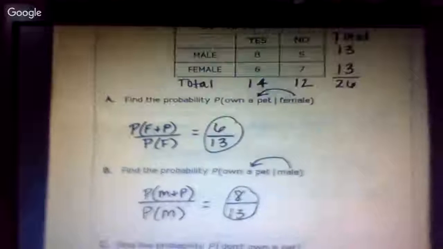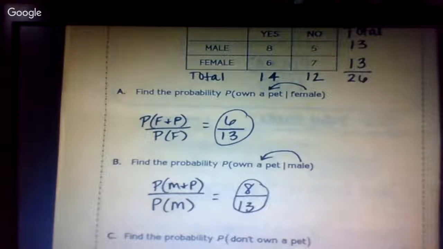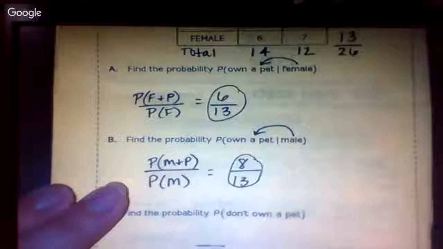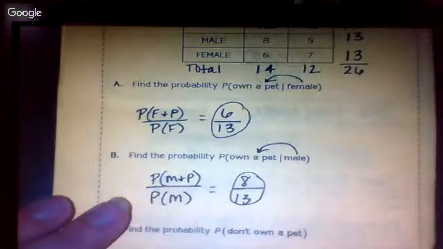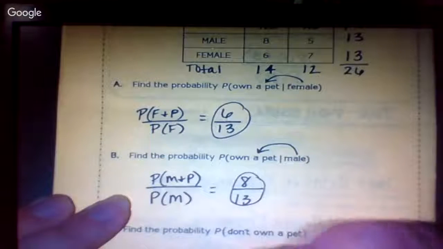The last one is not conditional probability. Why? Because it just says you don't own a pet. It has nothing else. We don't care about anything else. So when it's not conditional probability, it is out of the grand total. What did we find was our grand total? 26. So this one's out of 26. Of those 26, how many do not own a pet? Which is 6 out of 13.